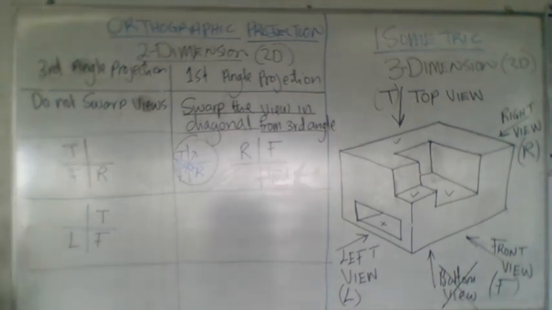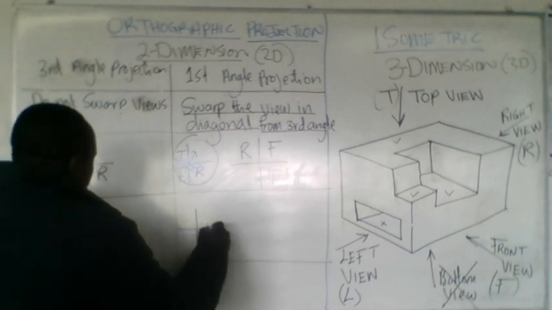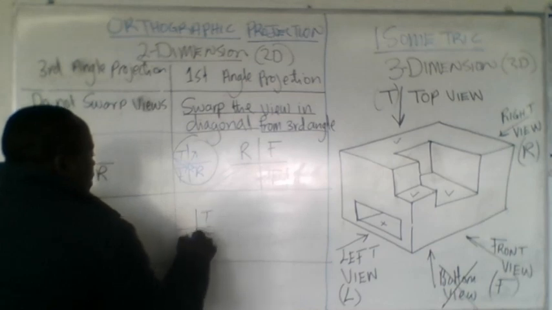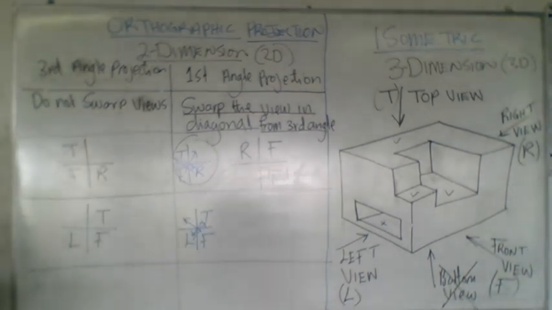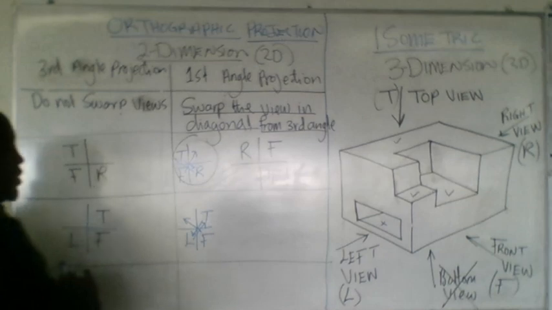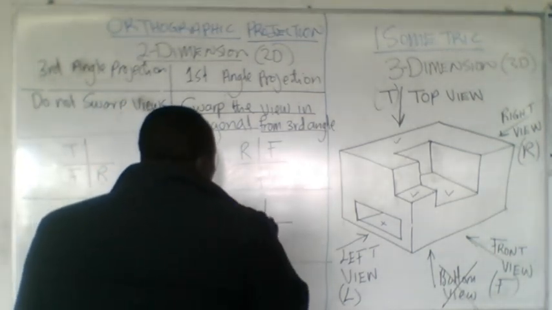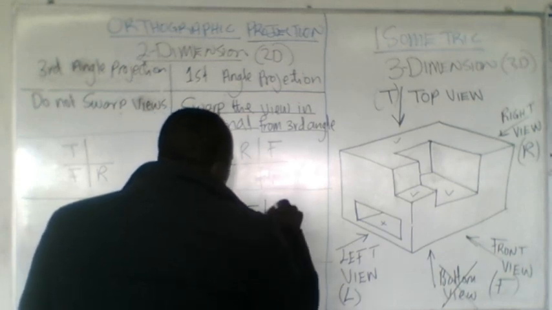If it is this one, the same way it will swap in diagonal. You have got left, front, top. So top comes where there is left. Left goes where there is top. Front goes on the open space. In diagonal. So it becomes front, top, left.